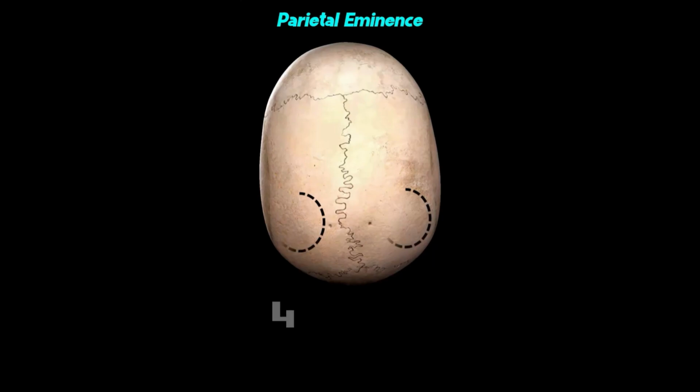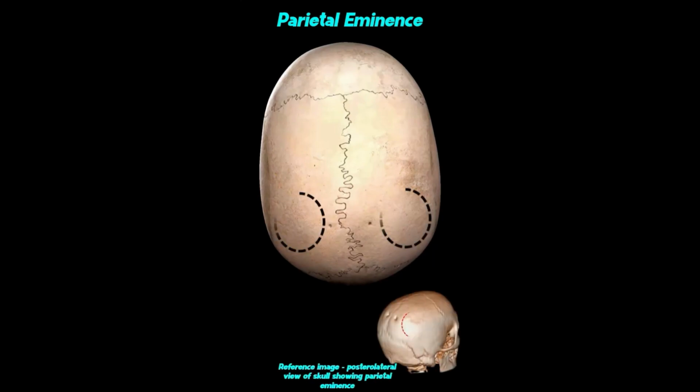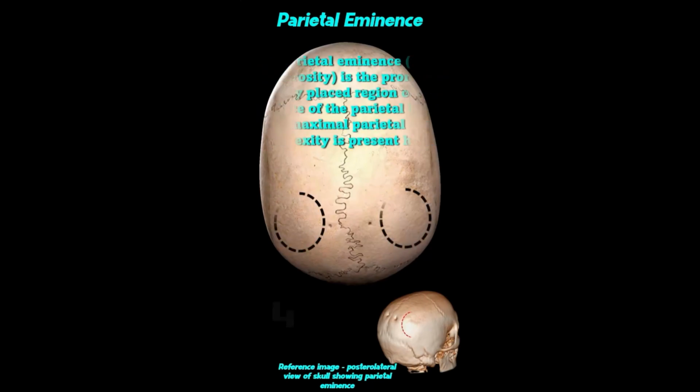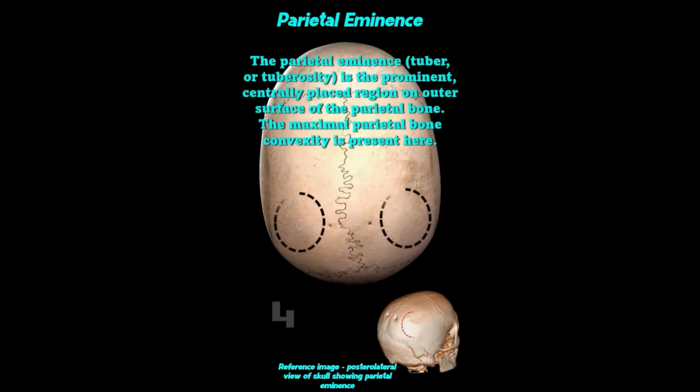4. Parietal eminence, also known as parietal tuber or tuberosity, is a prominent centrally placed region on the outer surface of the parietal bone. The maximal convexity of the parietal bone is present here. The picture below shows the posterolateral view of the skull showing the parietal eminence.